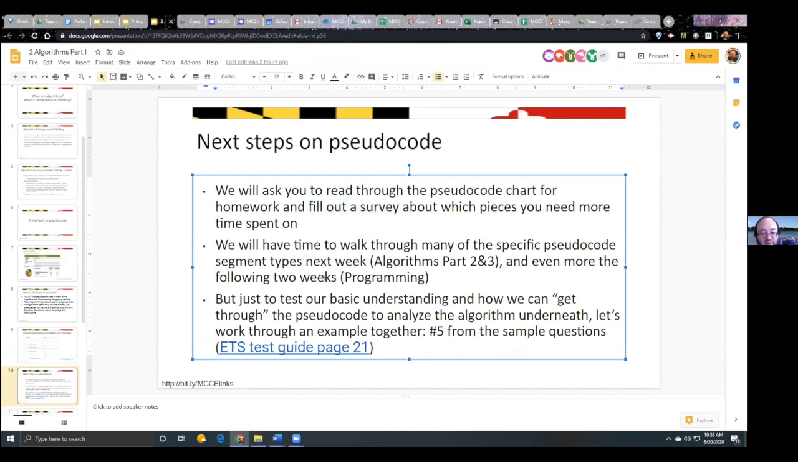So again, that's mostly used in the programming, but also can be used to look at some of the algorithms, and an algorithm might be presented in that pseudocode. Any questions so far?